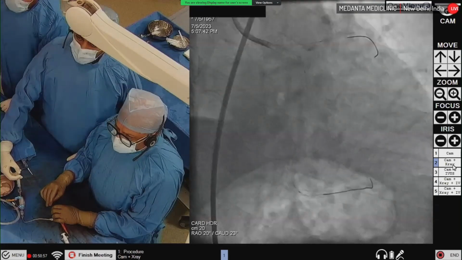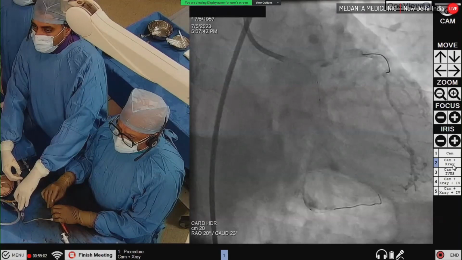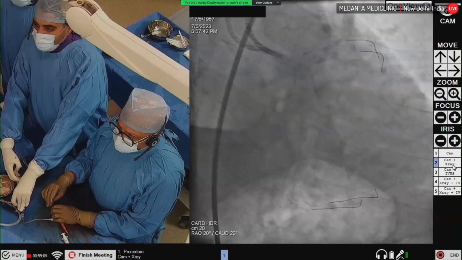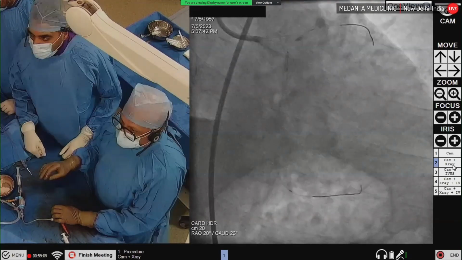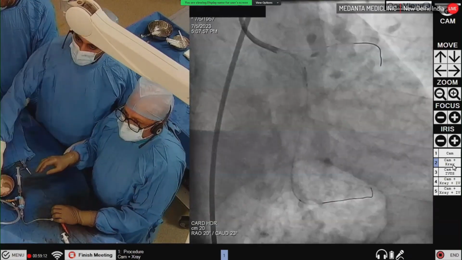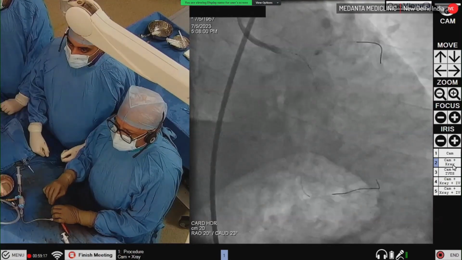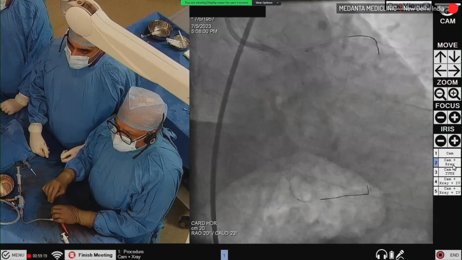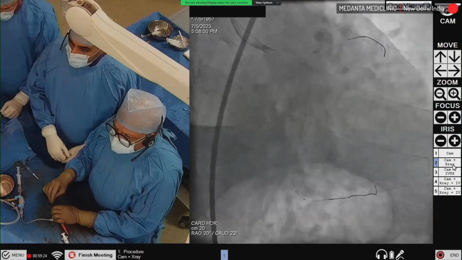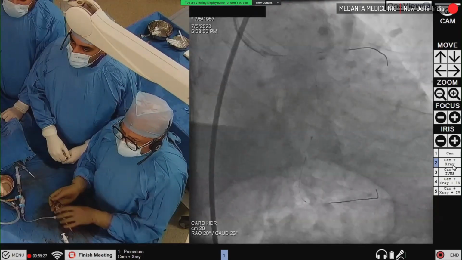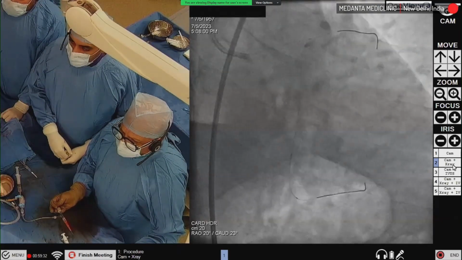Deflate, please. Check now. Go up. 1, 2, 3, 4, 5, 6, 7, 8, 9, 10, 12. Deflate. Wire, we can push. Okay, so we have done the dilatation here. I'm going to the distal lesion. The wire will be okay, don't worry.